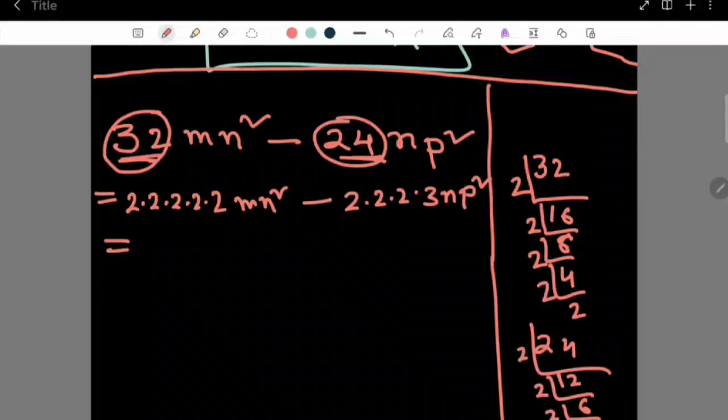So if we take common, check here 3 2s are matching, that means 2 into 2 is 4, 4 into 2 is 8, here also. So 8 is common. Here you check m is there, here m is not there, but n square is here, here n is there. So from this n square and this n, one n will be common.